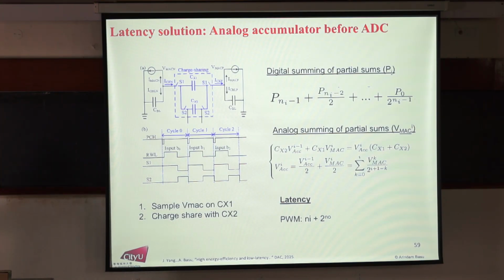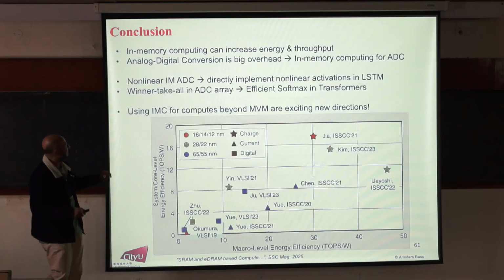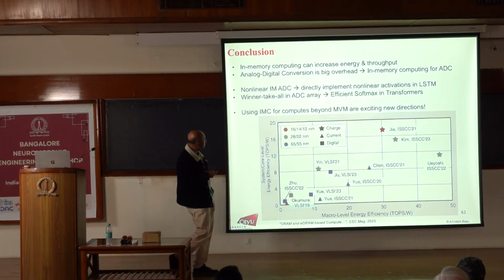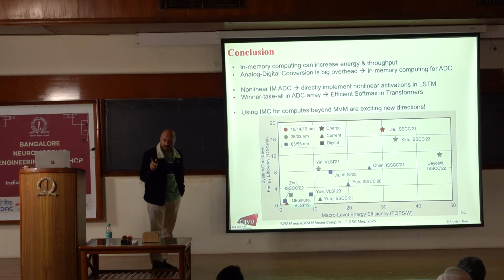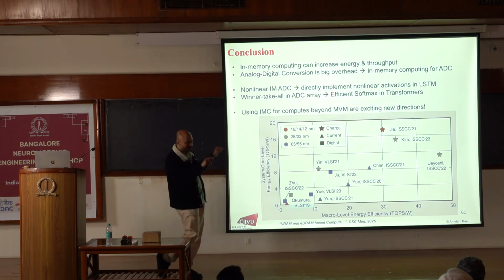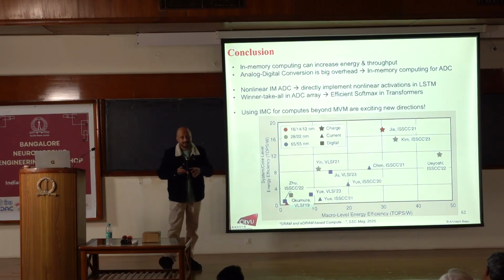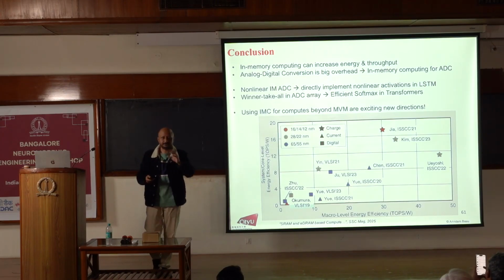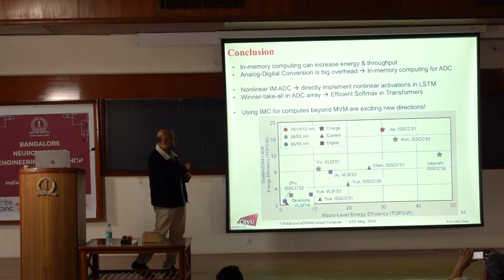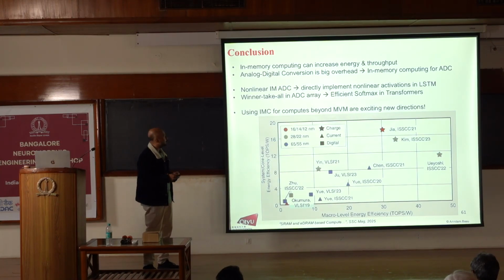Okay, let me stop here and just look at the conclusions. And it's one big picture here, right? I'll come to this at the end. Basically, what we have talked about so far: in-memory computing is good for increasing energy efficiency and throughput. The ADC is a big overhead. I showed you a lot of ways in which you can put the ADC inside the memory. I didn't have time to go over those big tables, but basically what they show is that for in-memory ADCs, the area required is much less than conventional ADCs like SAR or Flash if you put them outside. A nonlinear in-memory ADC is good, it can implement direct nonlinear activations. Winner-take-alls, I also showed you how they can be implemented inside the memory.